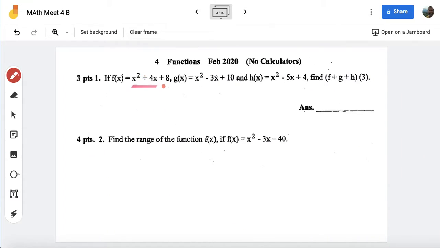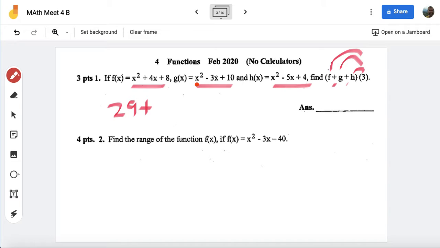If f of x equals that, and g of x equals that, and h of x equals that, they want us to find f plus g plus h of 3. That means to find h of 3, find g of 3, find f of 3, and add those numbers together. So let's plug a 3 in. 3 in here is 9, plus 12 is 21, plus 8 is 29.